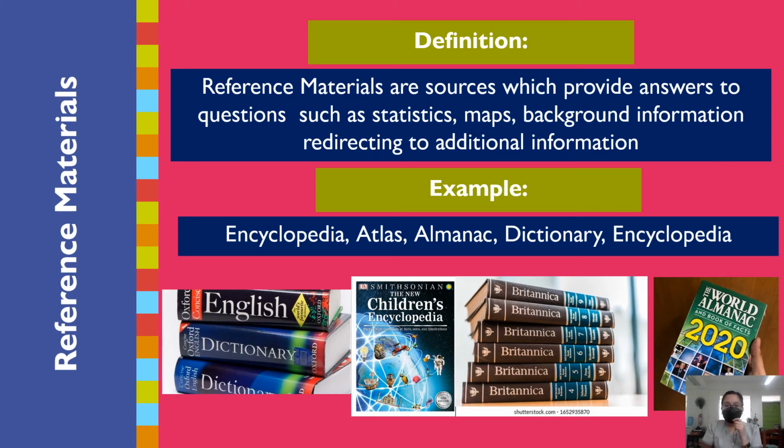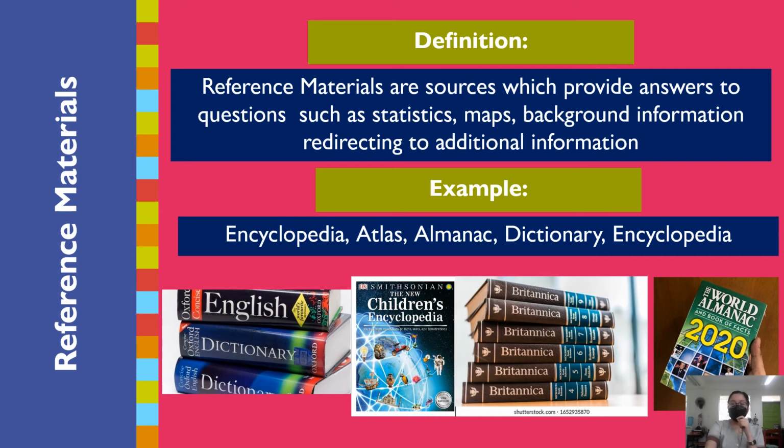So last one, we have reference materials. Reference materials are sources which provide answers to questions such as statistics, maps, background information, redirecting to additional information. So what are examples of reference materials? Number 1, we have encyclopedia. Number 2, we have almanac, atlas, dictionary, and encyclopedia. Those are collections. So, ano nga ulit? Sources, yung reference materials, pag sinabing collection dun sa primary, secondary, and tertiary. Reference material is part of, okay, very good, tertiary sources.